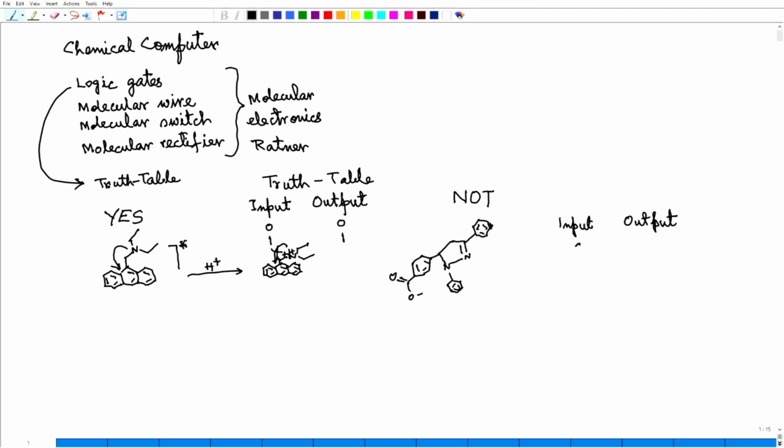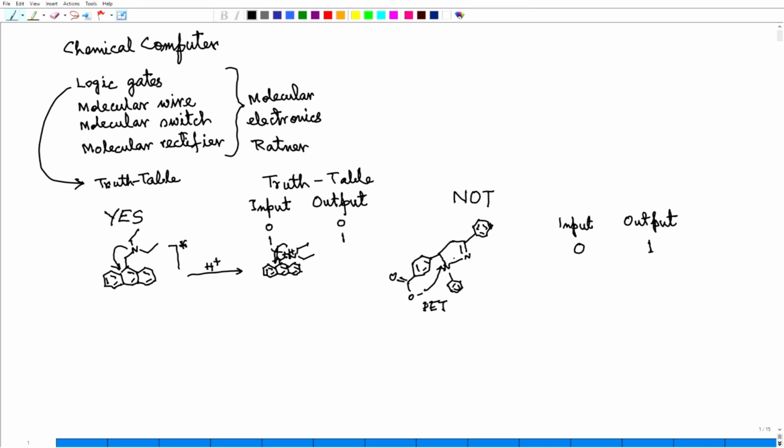When input is 0, but I excite it, then I see strong fluorescence, so output is 1. But when I protonate that, why does it happen? It happens because of this excess. Upon excitation, this is my fluorophore. Upon excitation, an electron can go here and PET will be on. Okay, PET.